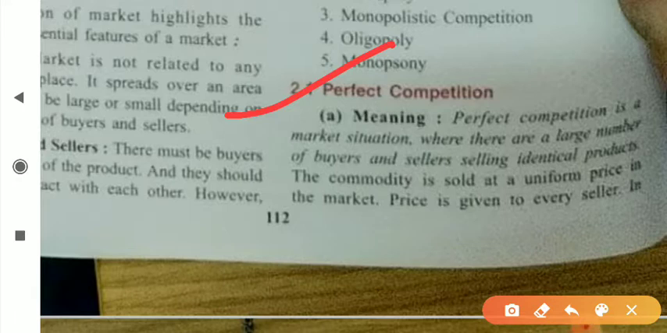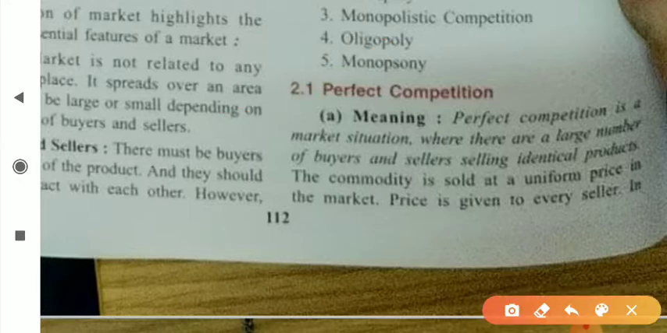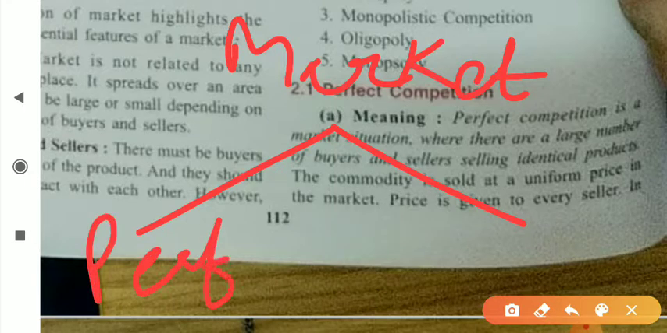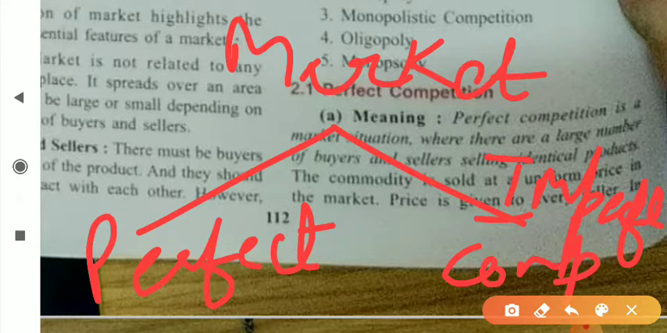Dear student, always keep in mind that this is not given in your book. I'm just explaining to you that the market can be further divided. The first one is perfect competition, and the second one is imperfect competition. So the market has two types of competition, one is perfect competition, the second is imperfect competition.